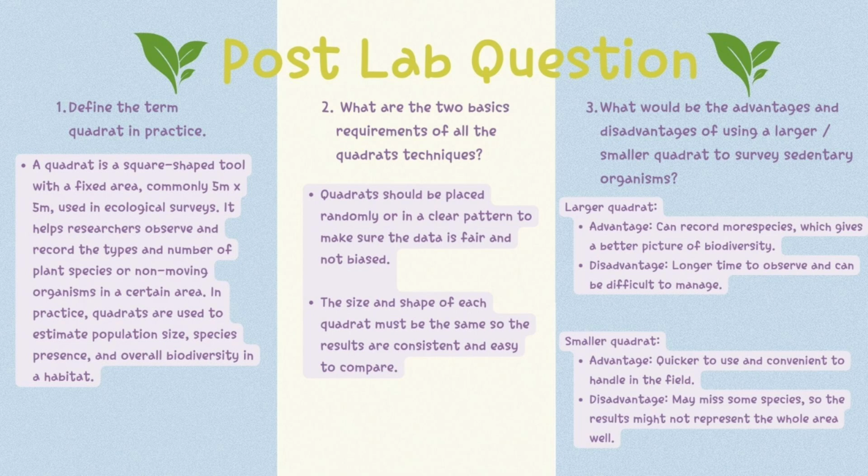Question 2 asks for 2 basic requirements of all the quadrat techniques. The answer is quadrats should be placed randomly or in a clear pattern to make sure the data is fair and not biased. Next, the size and shape of each quadrat must be the same so the results are consistent and easy to compare.